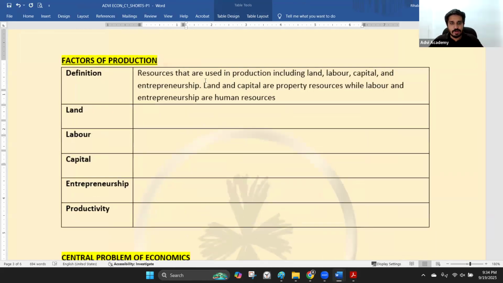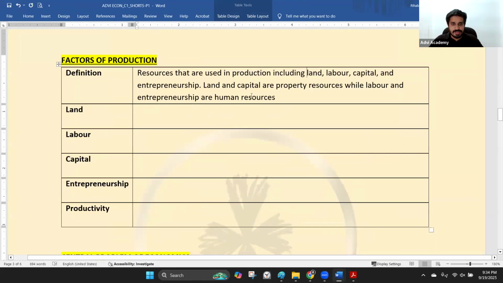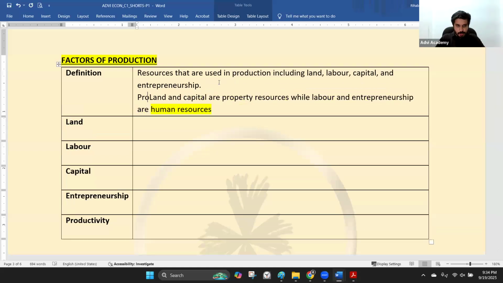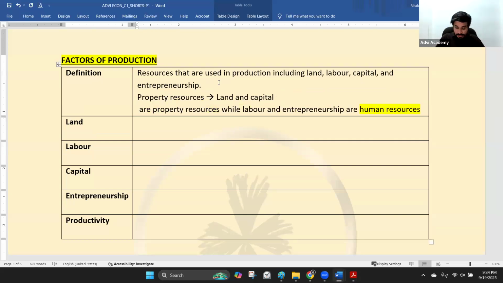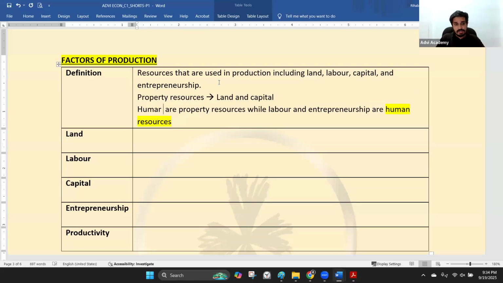You have human resources, which is labor and entrepreneurship. Then you have property resources, which is land and capital. Sometimes this comes in term test questions. Property resources is land and capital, and human resources are labor and entrepreneurship.